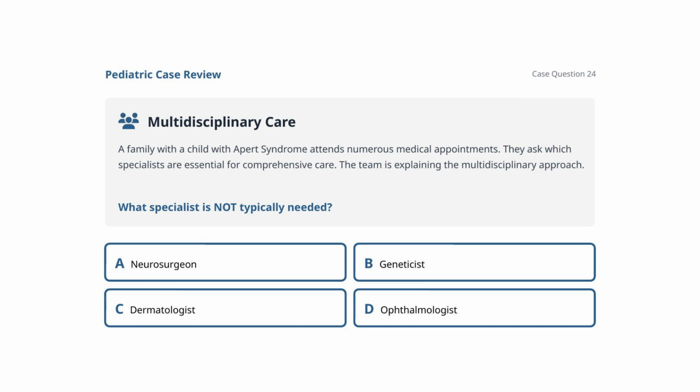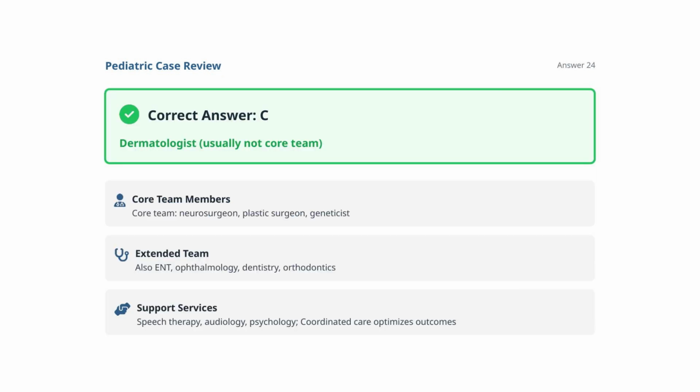A family with a child with Apert syndrome attends numerous medical appointments. They ask which specialists are essential for comprehensive care. The team is explaining the multidisciplinary approach. What specialist is not typically needed on the core craniofacial team? Option A, neurosurgeon. Option B, geneticist. Option C, dermatologist. Option D, ophthalmologist. The correct answer is C, dermatologist is usually not on the core team.